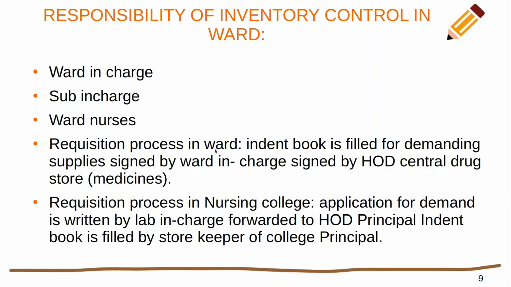And the requisition process in the ward: how we get the stock. An indent book is there, and that indent book is filled for demanding supplies. In that, columns for serial number, what item you want, and quantity. All that clearly, size also: ET tubes have different sizes, Foley's catheters have different sizes, so that size you should clearly write in the indent book, which is signed by the ward in charge, and again signed by the HOD or the central drug store. Then you will get the issue of those items. Like that, you have to write the requisition in the indent book and send.